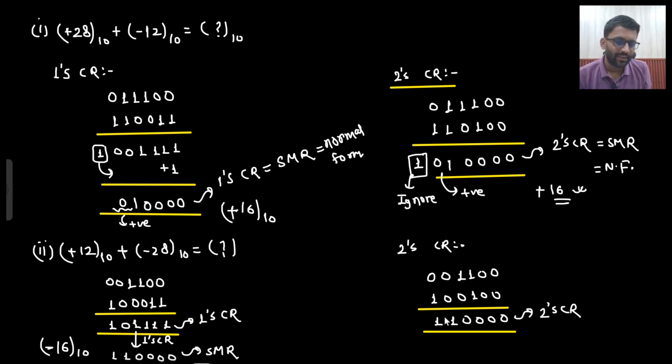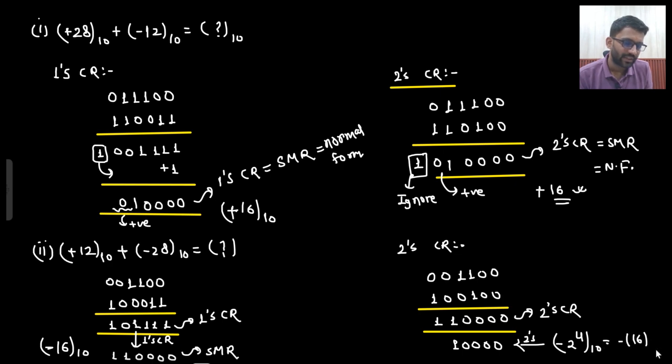If this is written, can I do this thing? I can remove it, because 1 1 is being repeated twice. Here it was not repeated; here it is twice being repeated. So whose 2's complement is that? Do you remember the case? That is minus 2 to the power 4, right? 1 2 3 4, minus 2 to the power 4. So this is the 2's complement of minus 16.